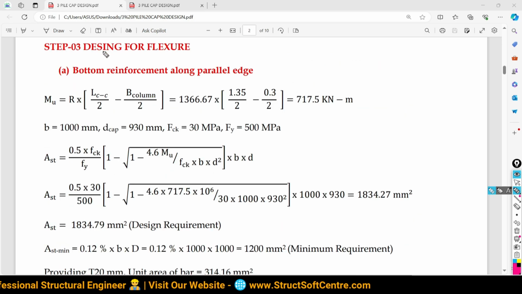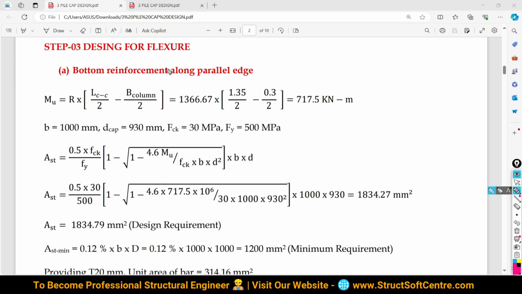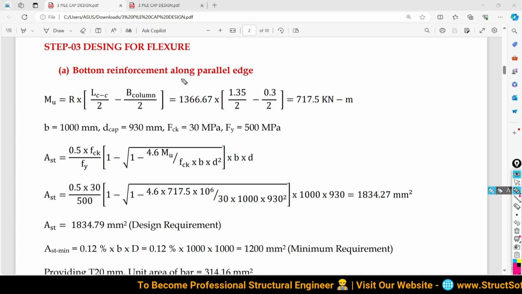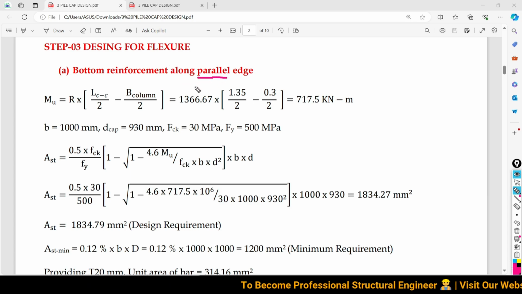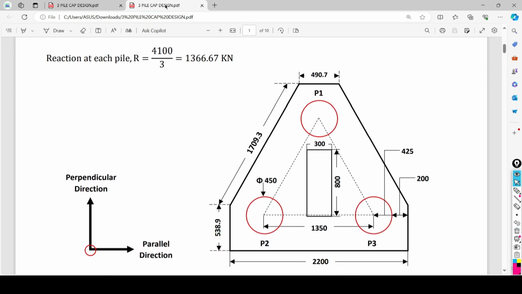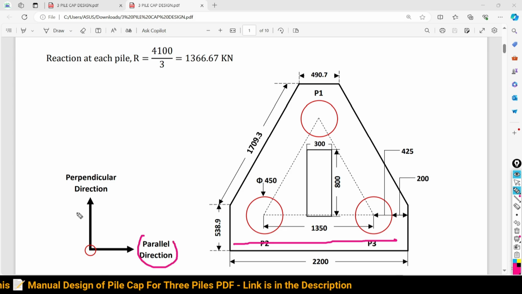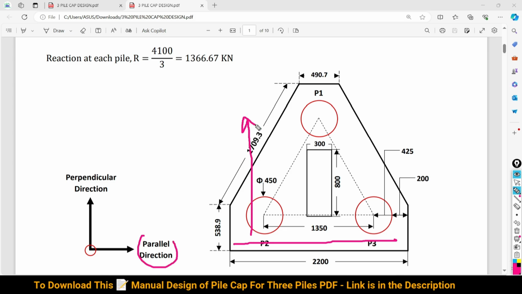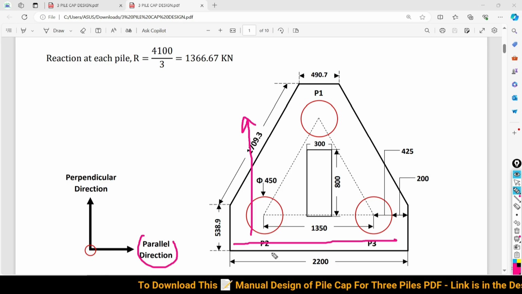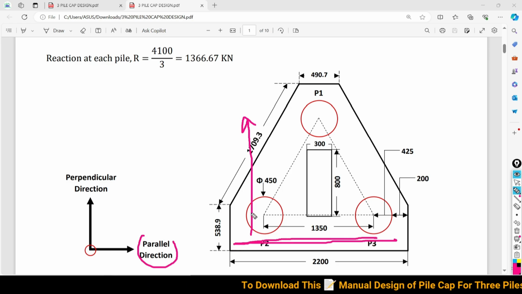Now, in the third step, we have to do the design for flexure in order to find out the reinforcement along the parallel as well as the longitudinal direction of the pile cap. Earlier we discussed the direction. So basically, we have decided to consider the reinforcement along this direction as the parallel direction, and this direction as the perpendicular direction. So we have to find out the reinforcement along this direction as well as along this direction.